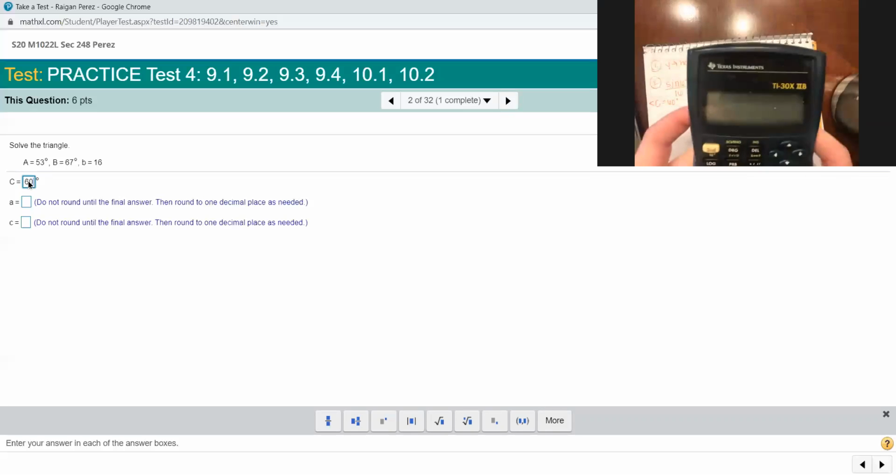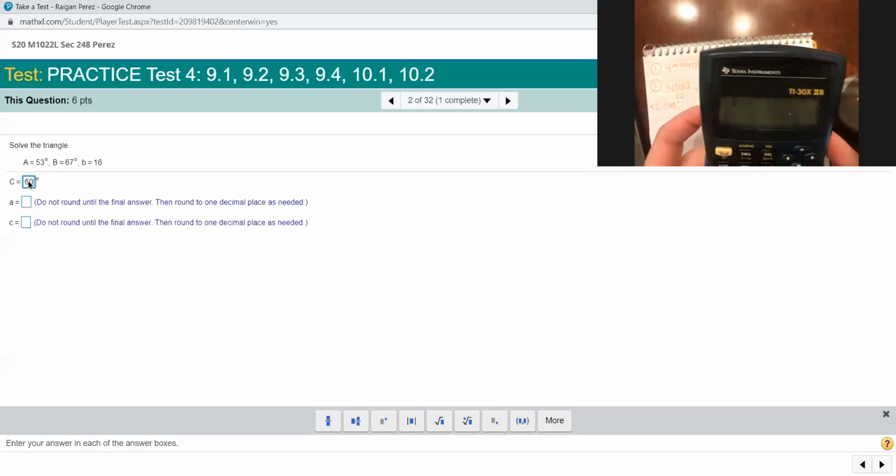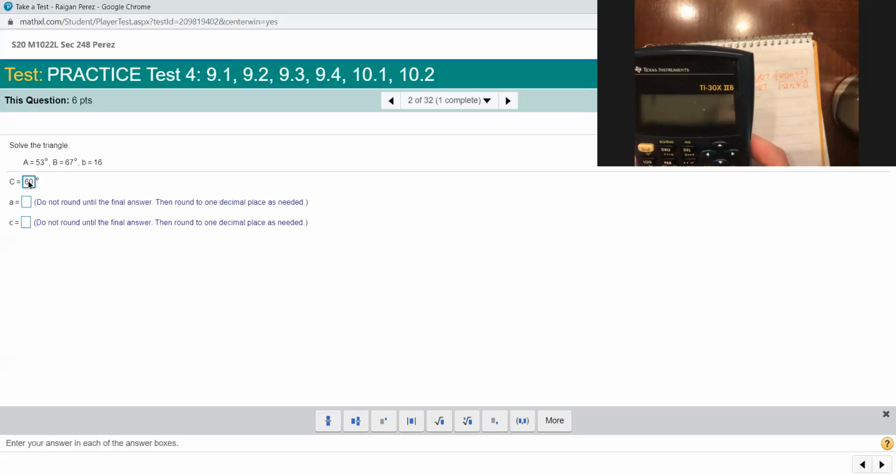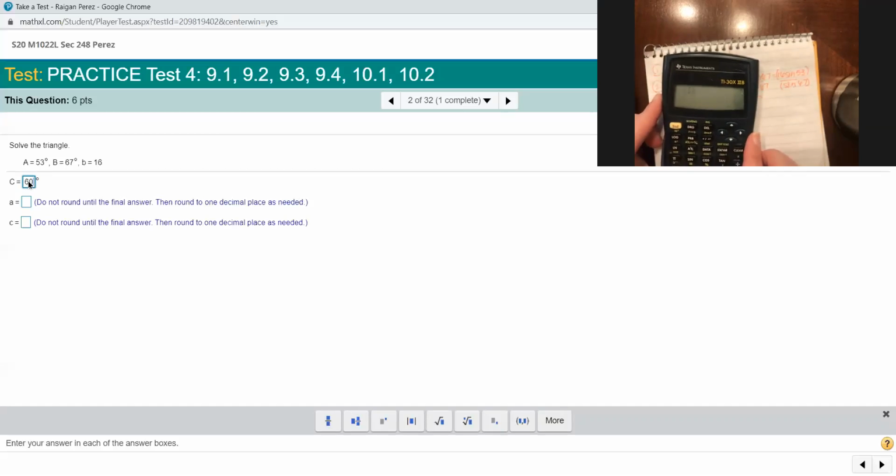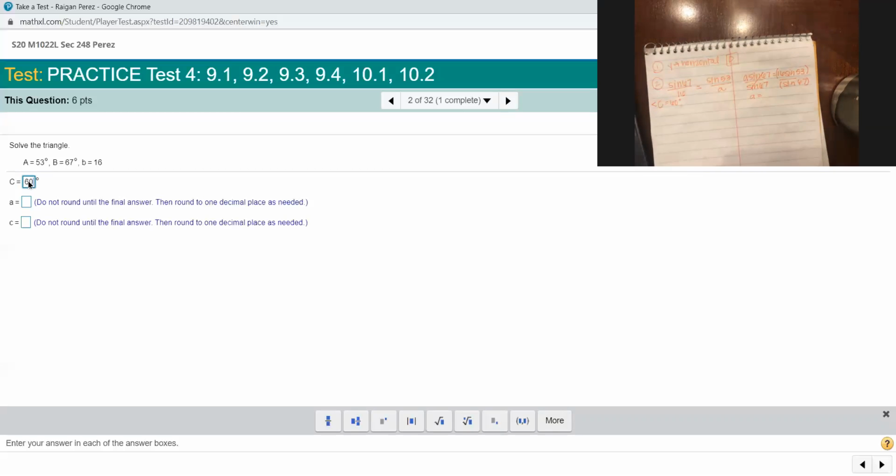So let's see if I could slide this over here so y'all can see. Parentheses 16. Kind of hard to see. I don't know if y'all can see that very good. Times sine of 53, and make sure your calculator is in degrees too. Divided by sine of 67 equals, I got 13.88, and it says round to 1 decimal place. So 13.9 would be A.